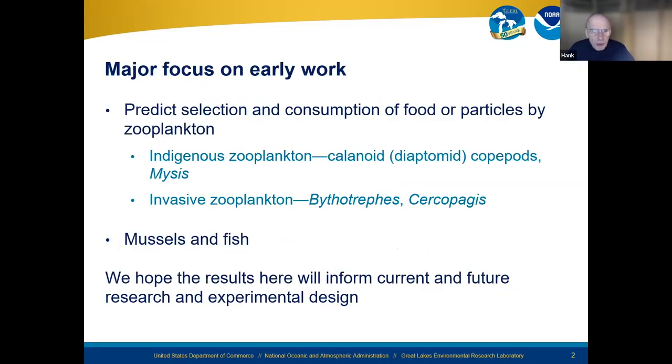The major focus of the early work was to predict selection and consumption of food or particles by zooplankton. I focused early on calanoid copepods, later working on Mysis, invasive zooplankton such as Bythotrephes and Cercopagis, and lastly mussels and fishes. We hope the results here will inform current and future research and experimental design. Next slide.